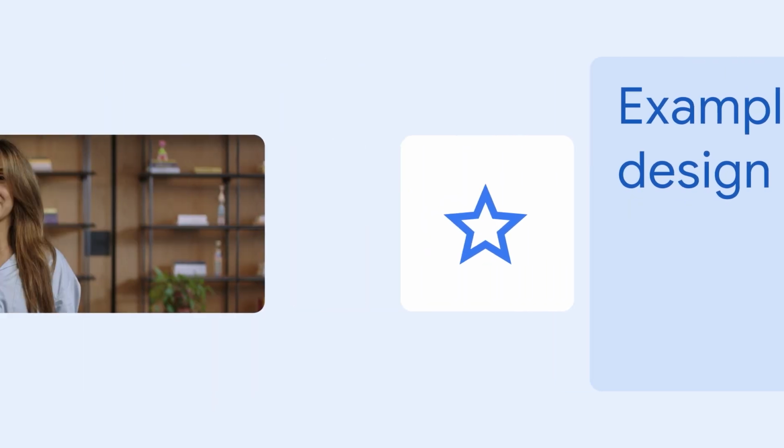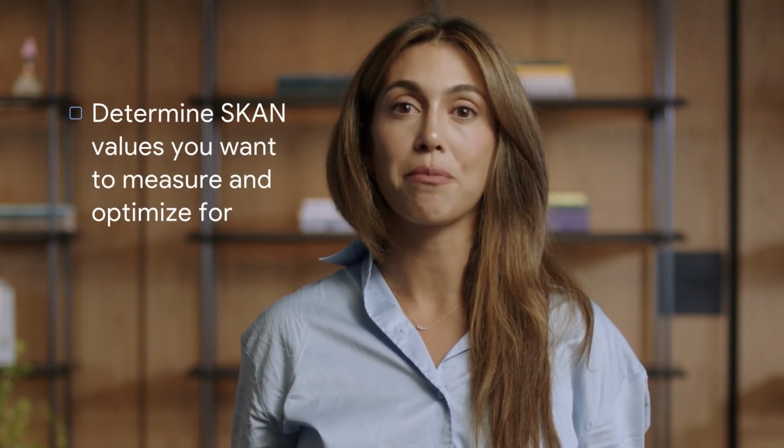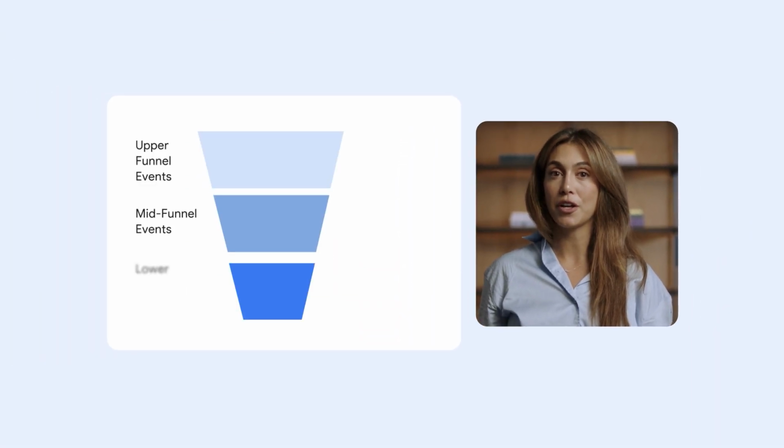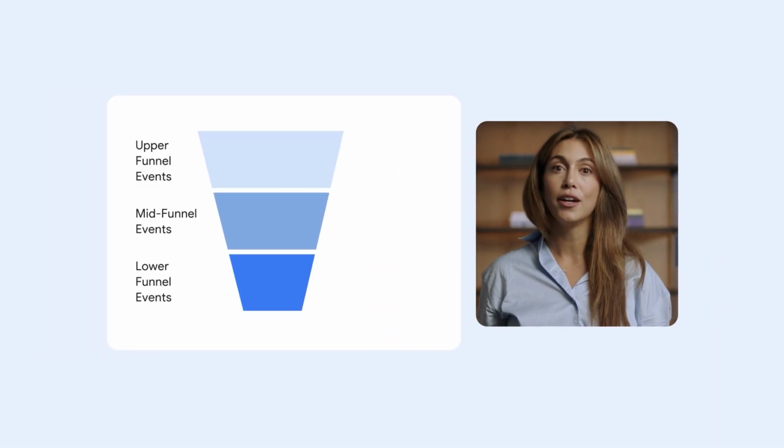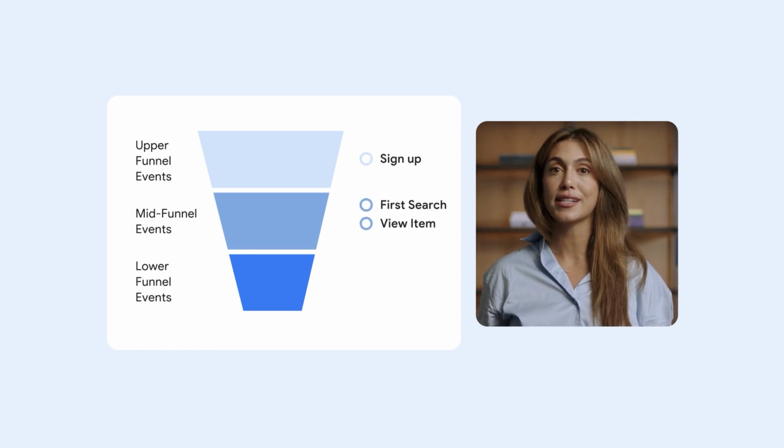So now let's walk through an example approach to designing your schema. The first thing you want to do is determine your SKAN conversion values you want to both measure and optimize for. Based on the funnel approach, which we reviewed in our other video on configuring your SKAN schema, for a food delivery app, we would list out priority in-app events across the user funnel like signups, first searches, add to carts, and most importantly, purchases.